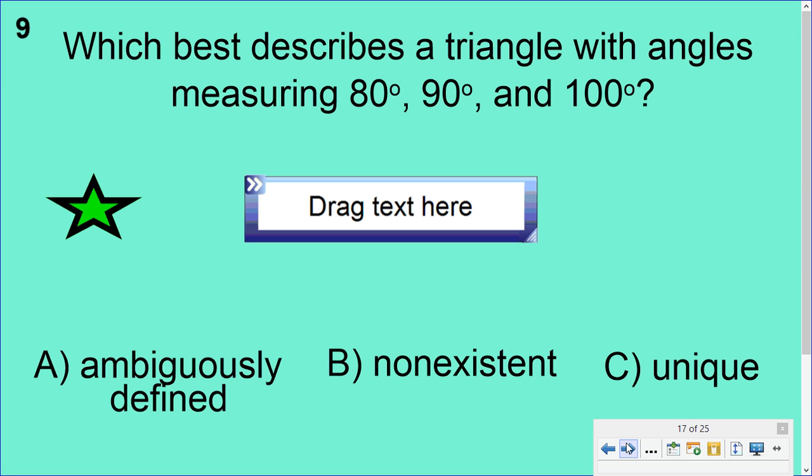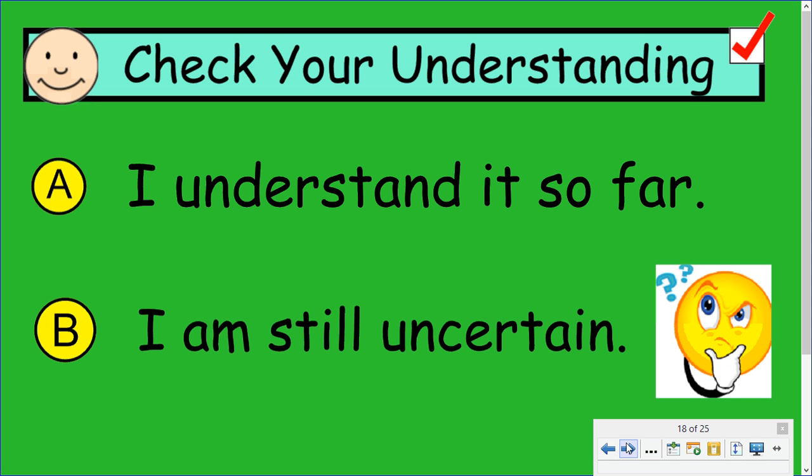Here's one for you to try. Which best describes a triangle with angles measuring 80, 90, and 100? A, B, or C? So give it a shot. Check your understanding so far. See if you understand it. If you don't, rewatch the video and write down your questions. Bring them in tomorrow. I'll be glad to answer them.